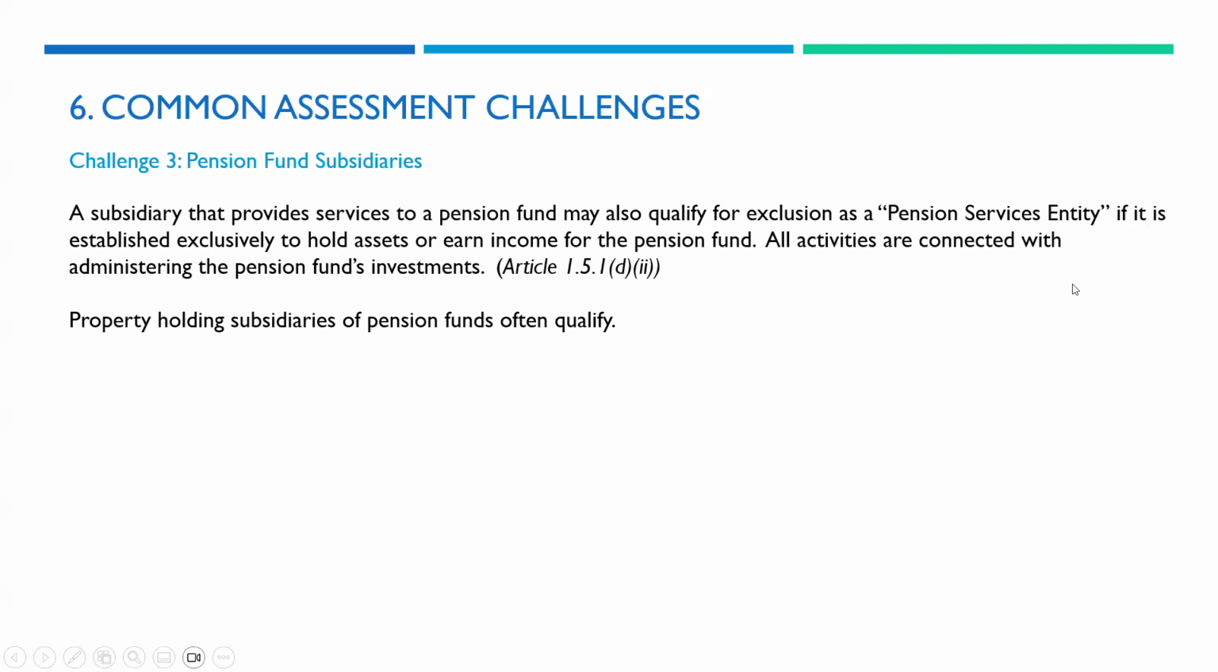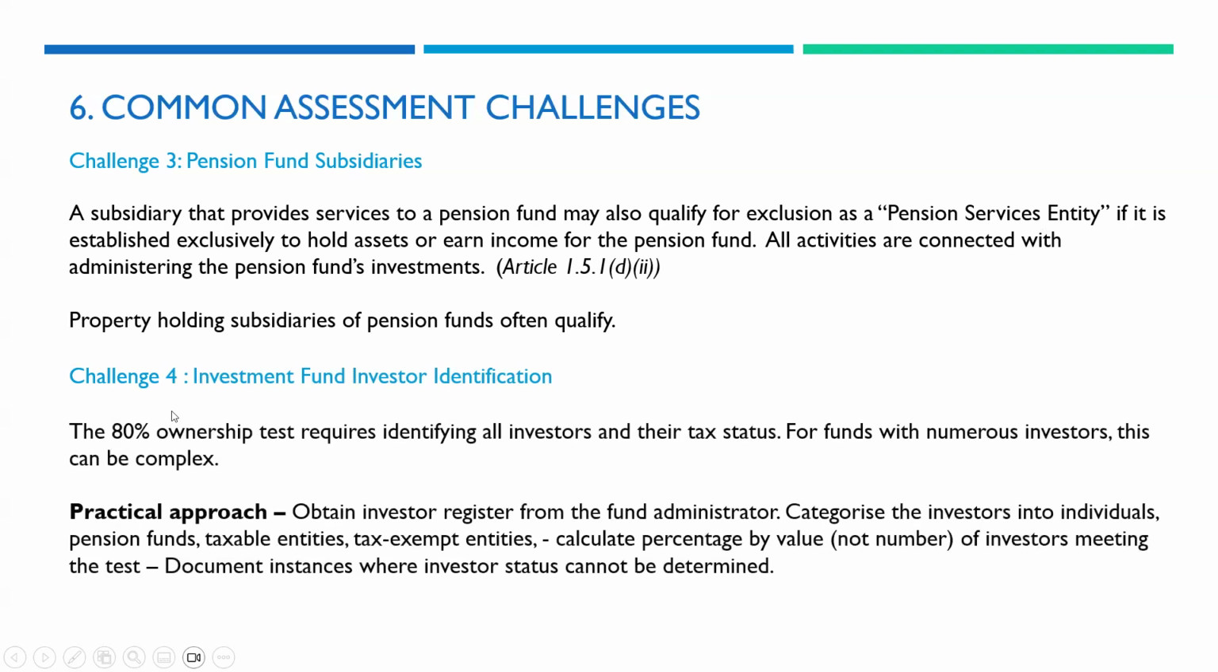For pension fund subsidiaries, you have to understand that pension services entities are also excluded. So when we see that it is not the pension fund itself, we may put it in the included category. No, a pension services entity is also excluded. And yes, this is the major challenge, because I told you that 80% of the owners of the fund should not be relatives or known to the asset manager, and they should also be taxed in the jurisdiction. It's very difficult.